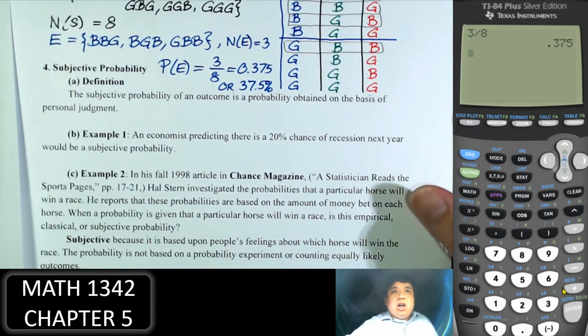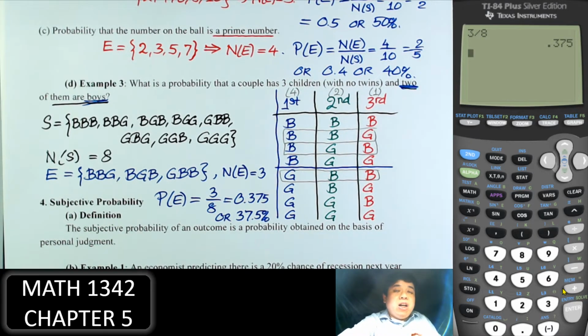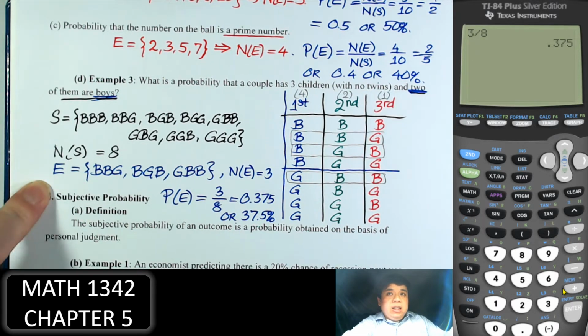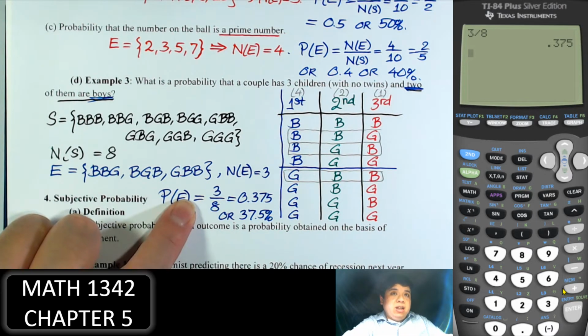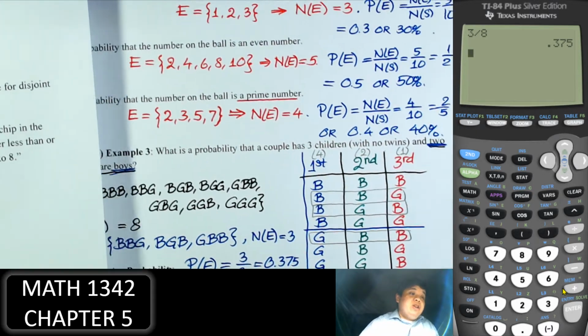Right. So in this section, the most important is the classical method of finding probability. First, we list every outcome for the sample space, and then we find how many outcomes we have in the event, and then the probability of the event is just how many we have in the event divided by how many we have in the sample space.